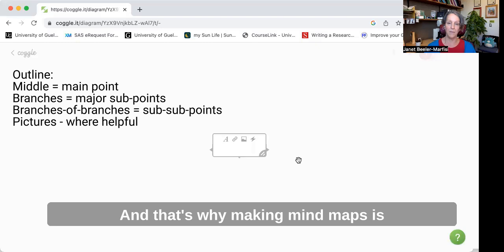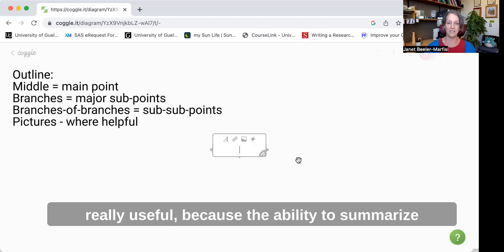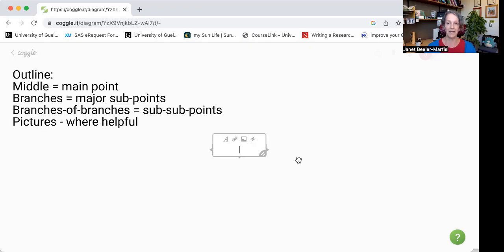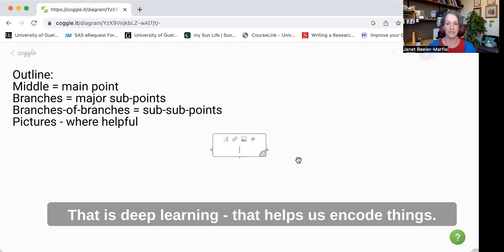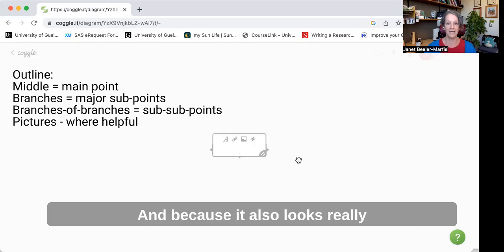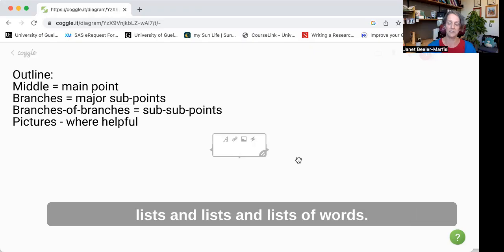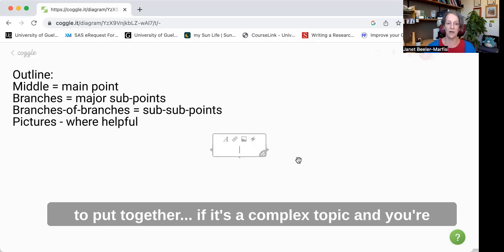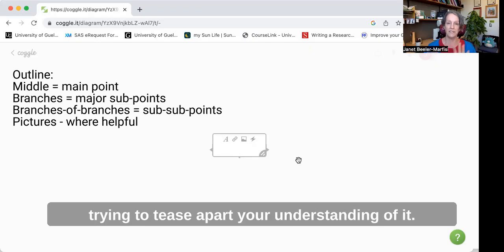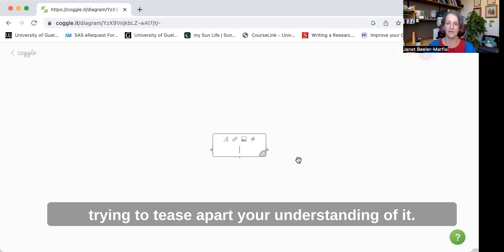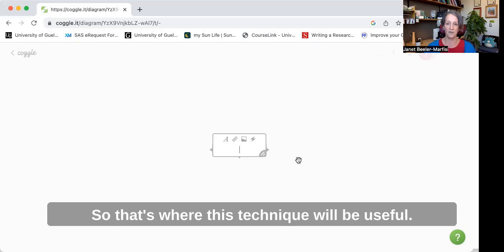And that's why making mind maps is really useful, because the ability to summarize something means that we've understood it. So that is engaged learning, that is deep learning, that helps us encode things. And because it also looks really nice, it's pleasing to look at. And when we review, we can quickly scan the document rather than reading through lists and lists and lists of words. So this is a good one if it's a complex topic and you're trying to tease apart your understanding of it. So that's where this technique will be useful.